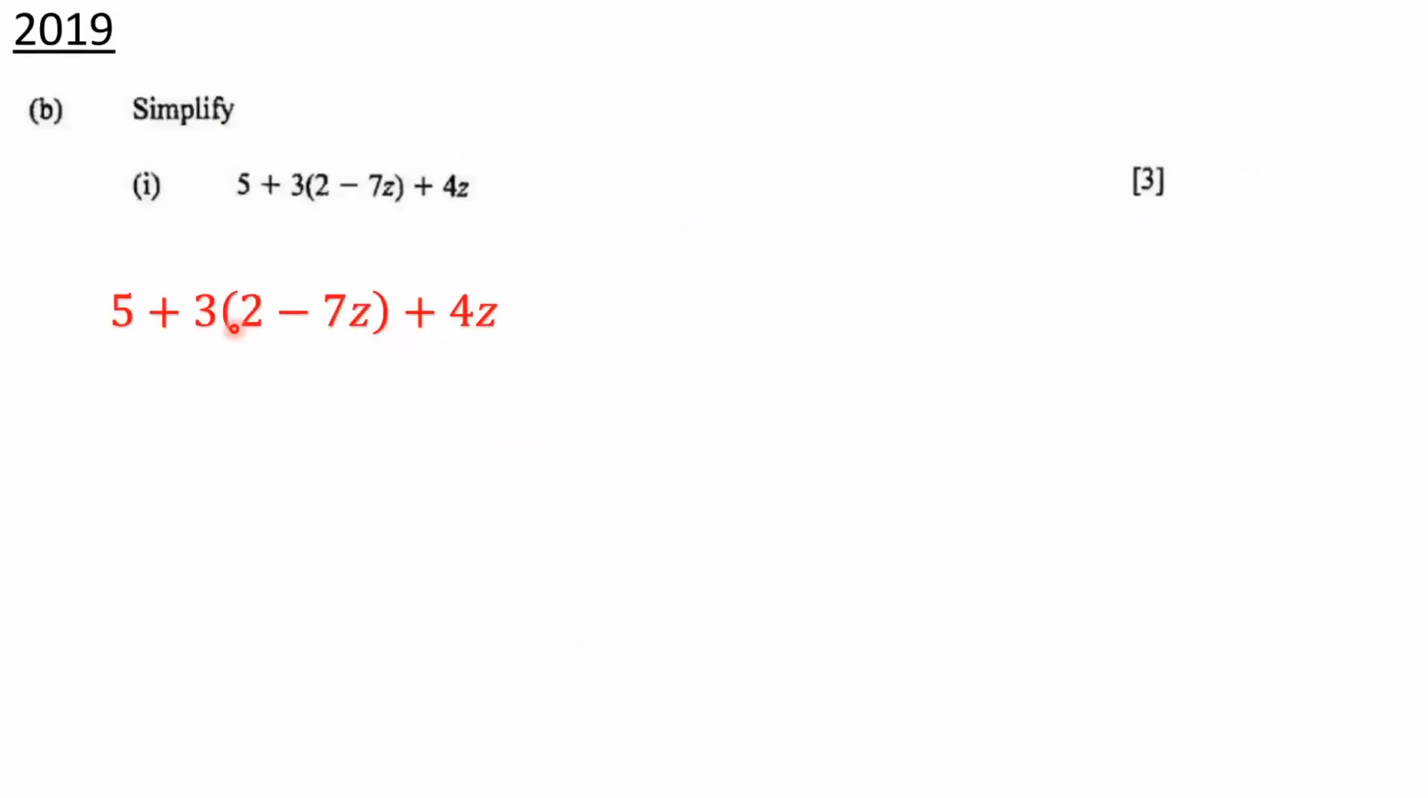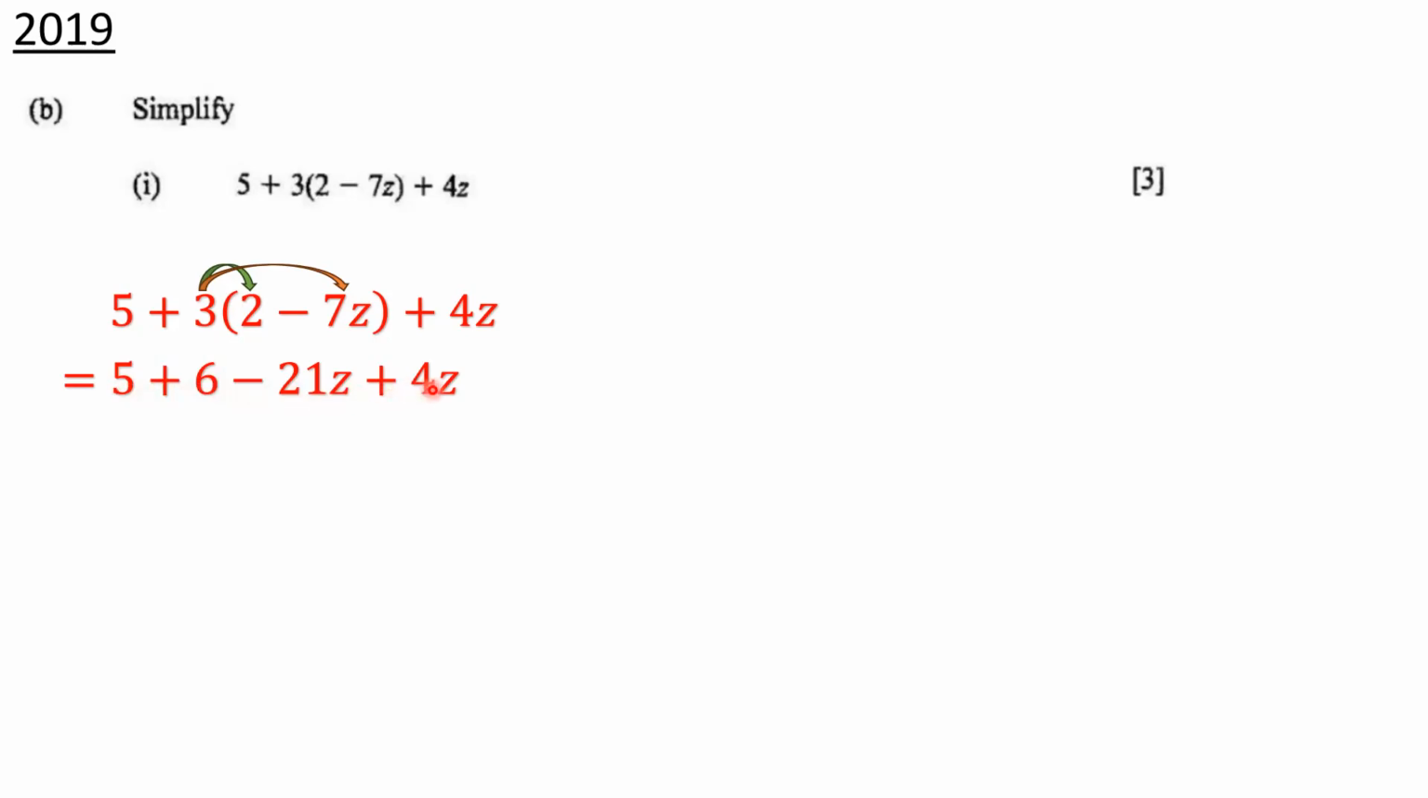We have 5 plus 3, open bracket, 2 minus 7z, close bracket, plus 4z. What we're going to do is take the 3 and multiply it by the 2. And then we're going to take this 3 and multiply it by 7z. So 3 times 2 is 6. And 3 times 7z is going to be 21z. And so we have 5 here plus 6 minus 21z plus 4z.